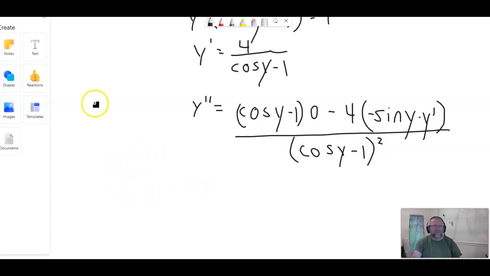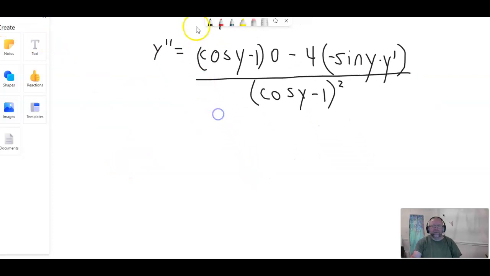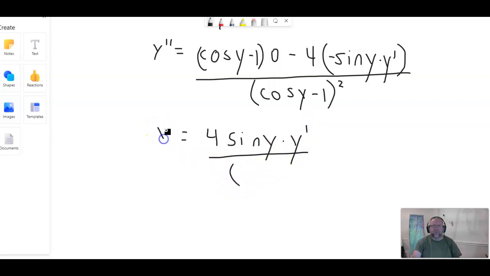So let's clean this up a little bit here. Okay, so this whole thing zeroes out. So I'm going to have a negative 4 times a negative sine. So that's going to be equal to 4 sine of y times y prime, and this is y double prime over here, all over the cosine of y minus 1 quantity squared.